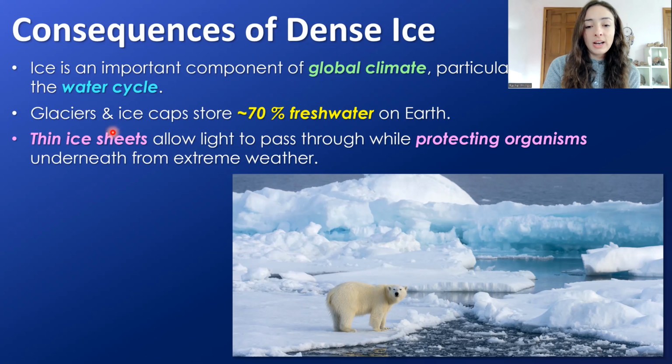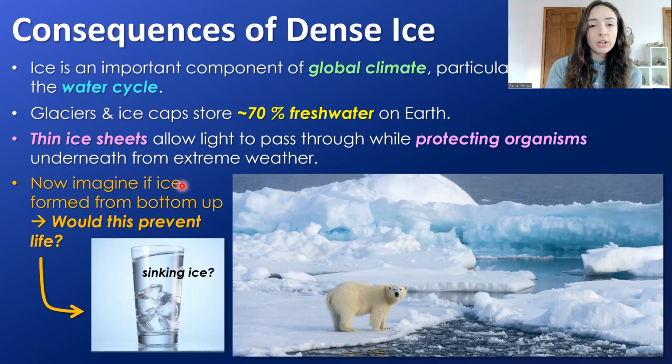And sheets of ice that float, because we're on Earth and we have ice 1H, sheets of ice that float on the sea surface not only allow things like polar bears and seals to get on top of them and move around that way, but also allow light to pass through enough to fuel biology below the ice sheets, and also protect these organisms because the ice insulates the water underneath and protects the organisms from extreme weather conditions. Now imagine if we had the opposite scenario. Imagine if this ice was not on the surface, but started to form from the bottom and freeze upward.